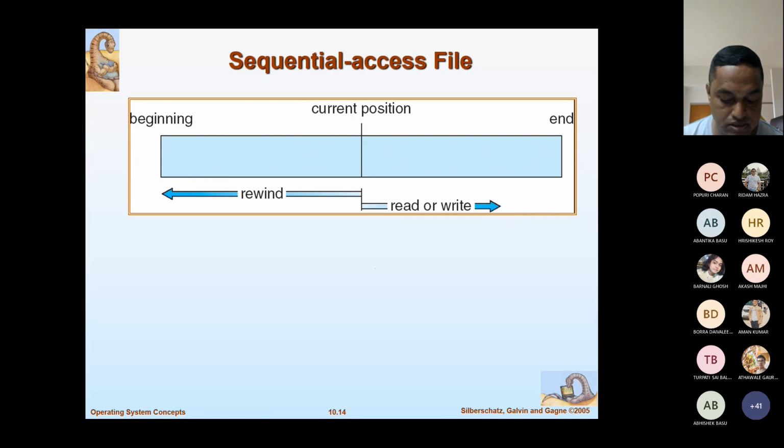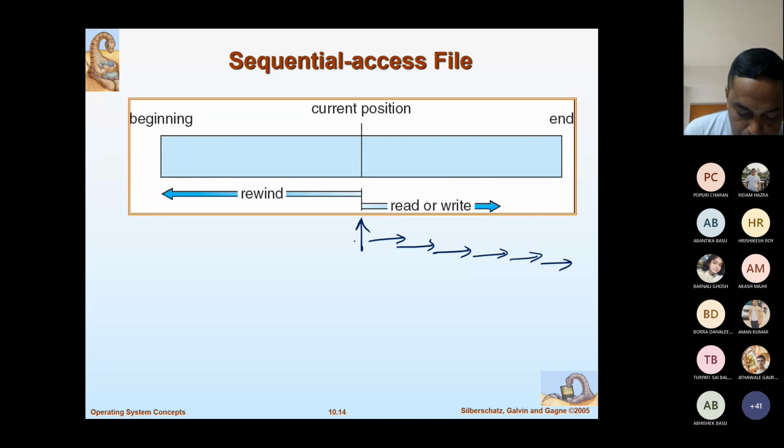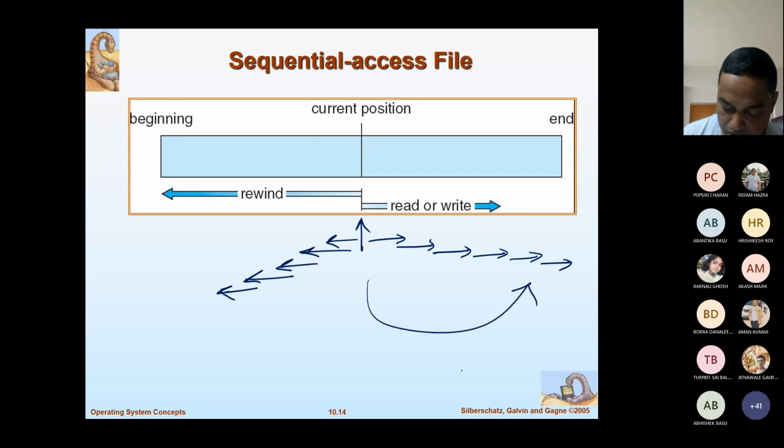The thing that I discussed. So if you have a current position, this is your current position of the read-write head. For sequential access, you have to go next, then next, then next. Similarly, if you go to the beginning, rewind, rewind, rewind, this way. You cannot directly reach the particular location. This is not allowed.